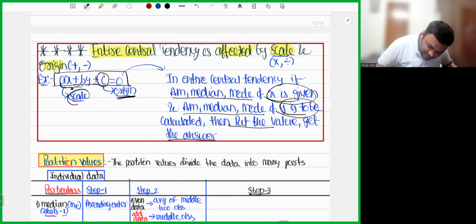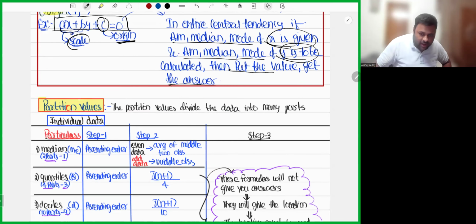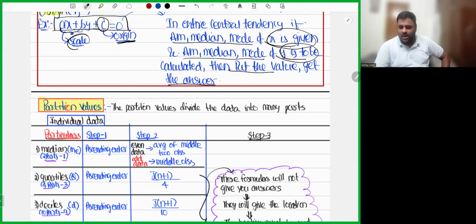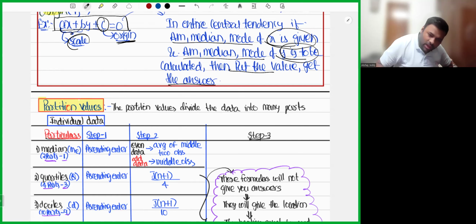So with this, we complete the first part of central tendency. How many central tendency values do we have? 3. We have 3 central tendency values. First, mean. Next, partition values. Third, mode. So the first one, mean, is complete. Now what we'll do, let's go to mode first, and then we will do partition values. Okay.